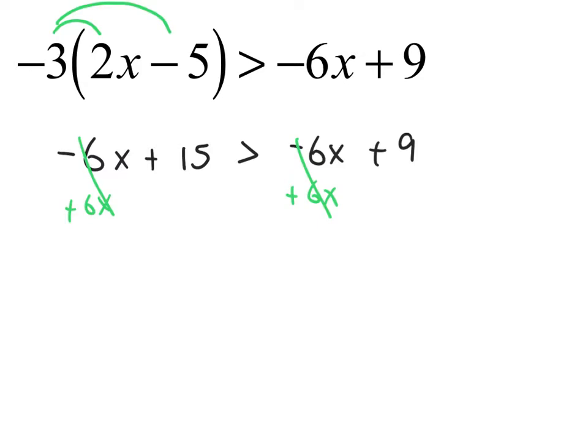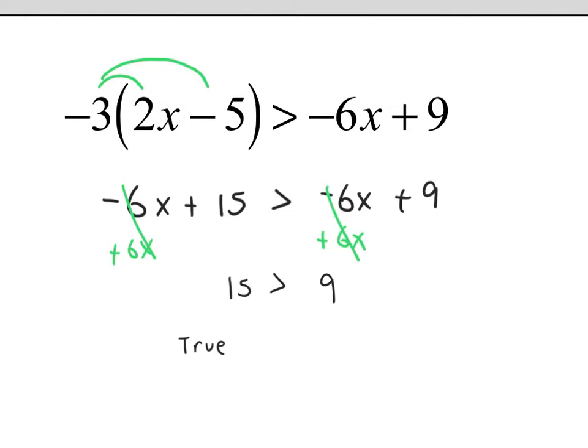Folks, we do not need to write the 0x. We just bring down the 15. We bring down the greater than, and we bring down the 9. The x's drop out. Now, we know that this is a true statement. We already knew that 15 was greater than 9. But because of that, there's never a value of x here that would make that change.